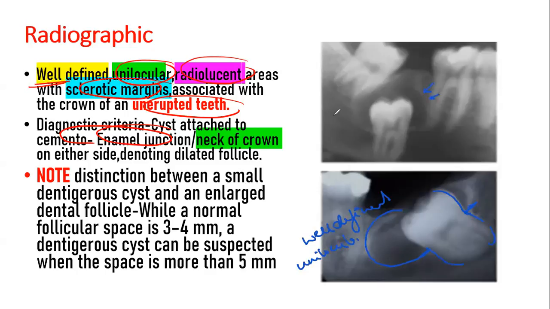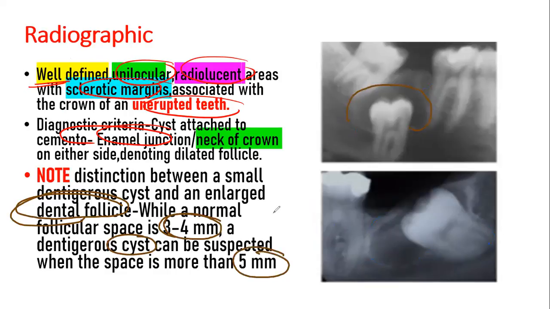Here you can see this white line. This is a reaction of the bone. This is called the sclerotic margin. Well-defined unilocular radiolucent with sclerotic margin attached at the CEJ. Now, the most important differential diagnosis for a dentigerous cyst is an enlarged dental follicle. Right? How do you differentiate if this is an enlarged dental follicle or a dentigerous cyst? So the most common answer is an enlarged dental follicle is 3 to 4 mm, whereas a dentigerous cyst is greater than 5 mm. Okay, this is a very important viva question.